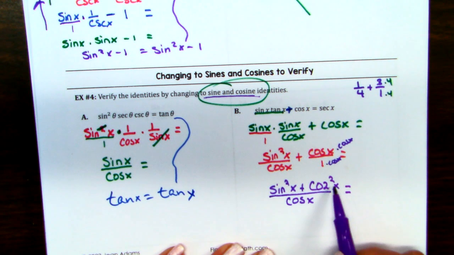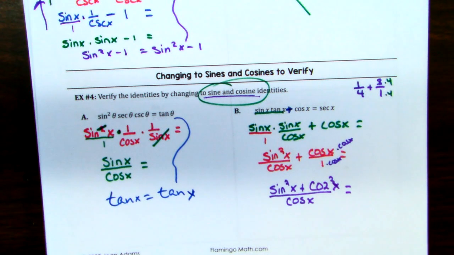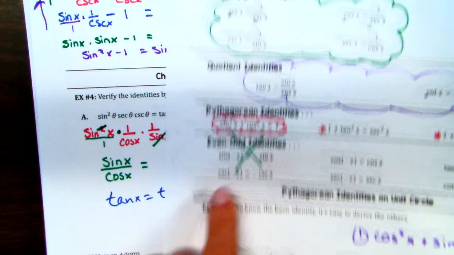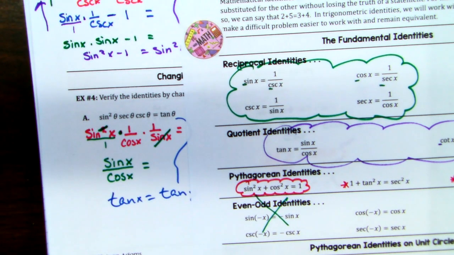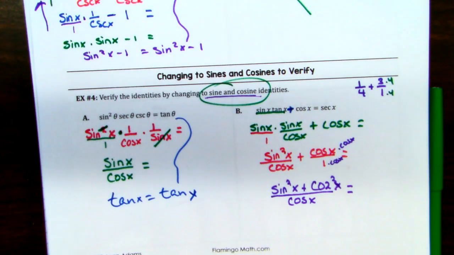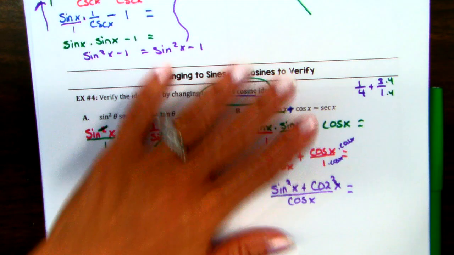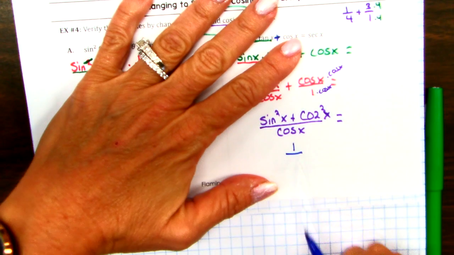cosine squared x. Oh, she said something about squareds. What does sine squared x plus cosine squared x equal? 1. It's your very original Pythagorean identity. You're going to see it a lot. What's fabulous about that identity is you take this mess, sine squared x plus cosine squared x, or the other way around, and it just simplifies right down to 1.